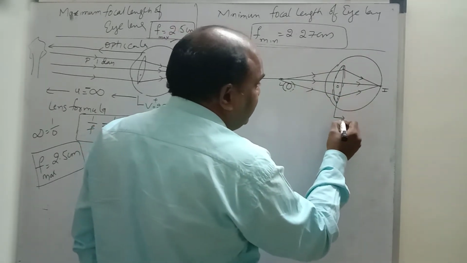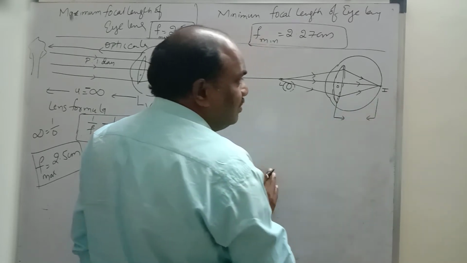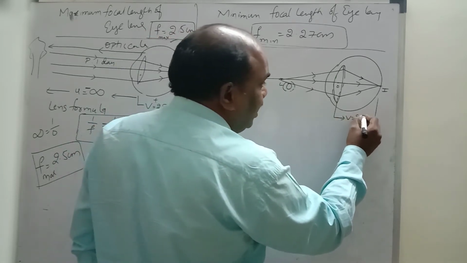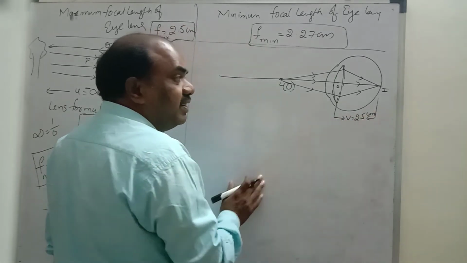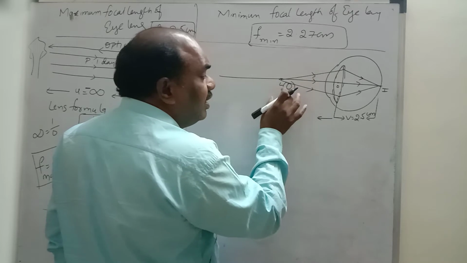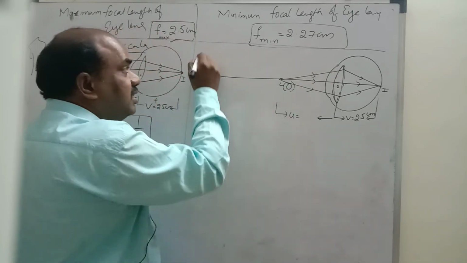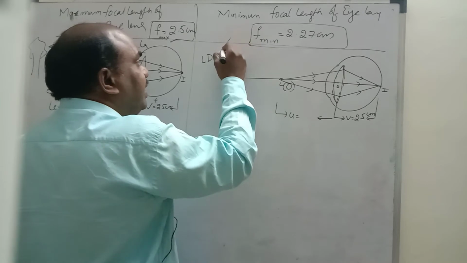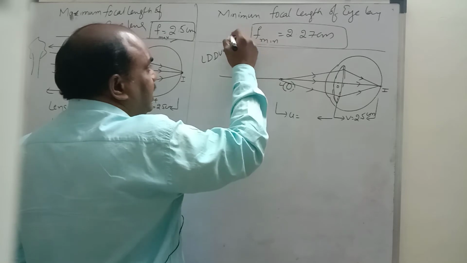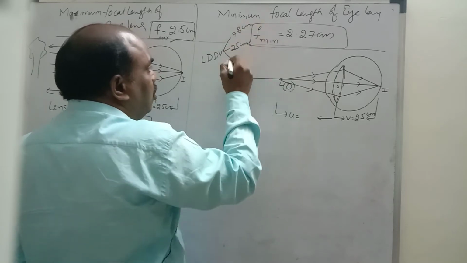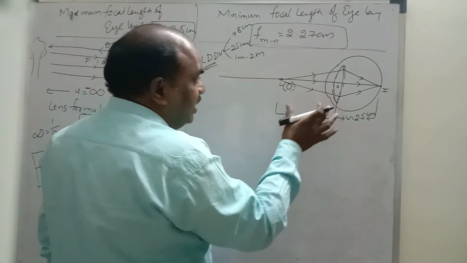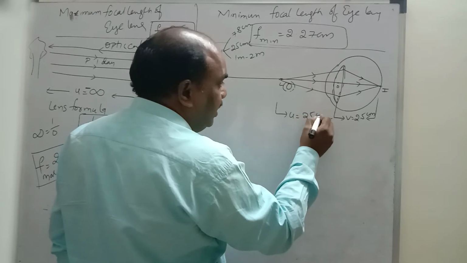So what is the distance between the eye lens and the retina? This does not change. It is nothing but 2.5 centimeter only. Image distance is 2.5 centimeter only. Now what is the object distance? Object distance is nothing but LDDV, the least distance of distinct vision. LDDV varies for different people. For adults, it is 25 centimeter. For young people, 7 to 8 centimeter. For old age people, 1 meter to 2 meter. See the first video in Human Eye and Colorful World. That means the optic center to LDDV is 25 centimeter.